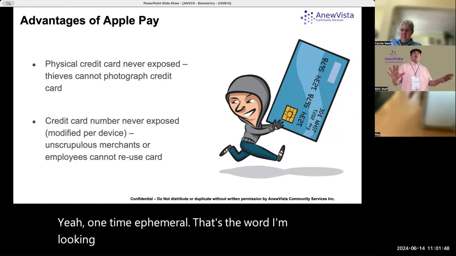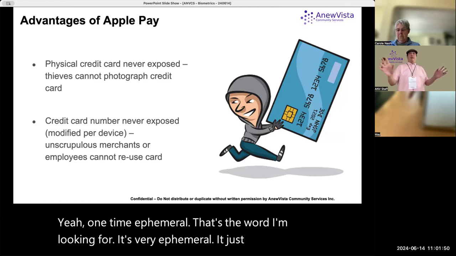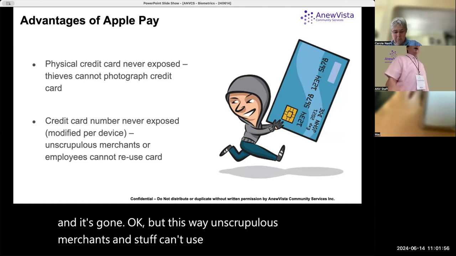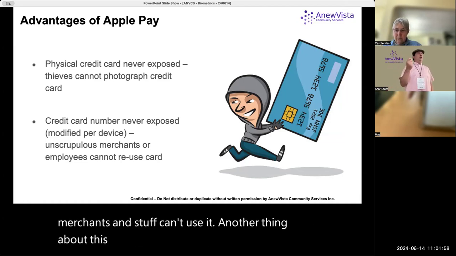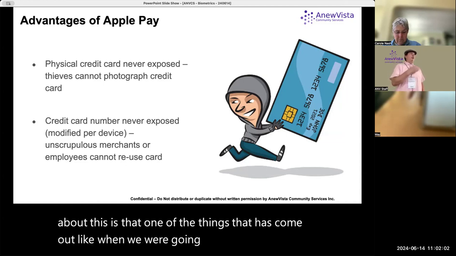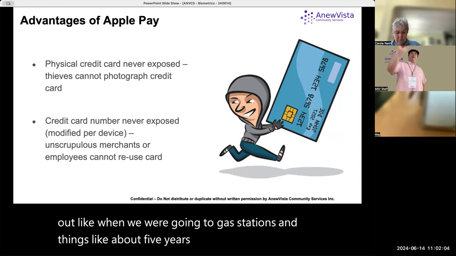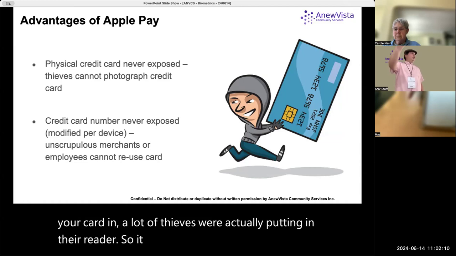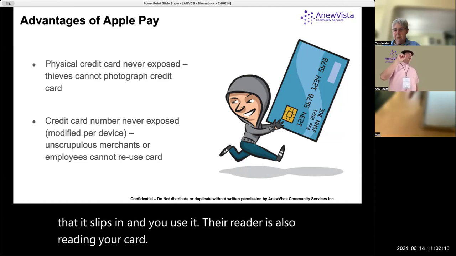It's very ephemeral. It's there and it's gone, okay? But this way, unscrupulous merchants can't use it. Another thing that has come out, like when we were going to gas stations about 5 years ago, if you were slipping your card in, a lot of thieves were putting in their reader, so that as it slips in and you use it, their reader is also reading your card, okay?